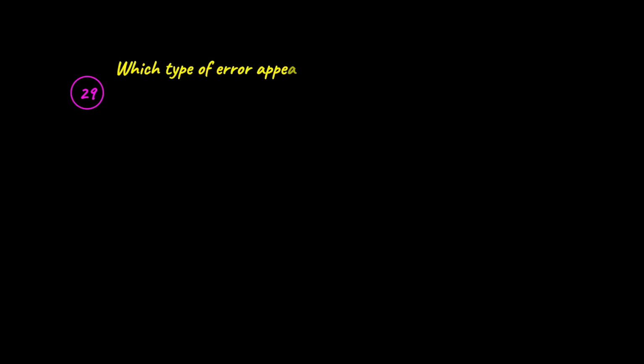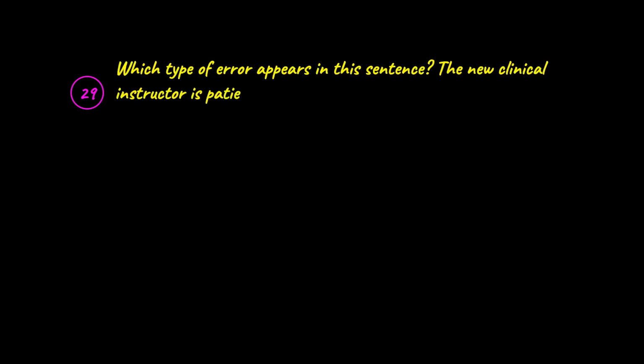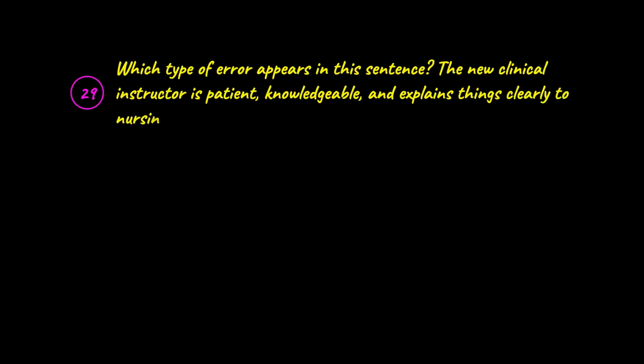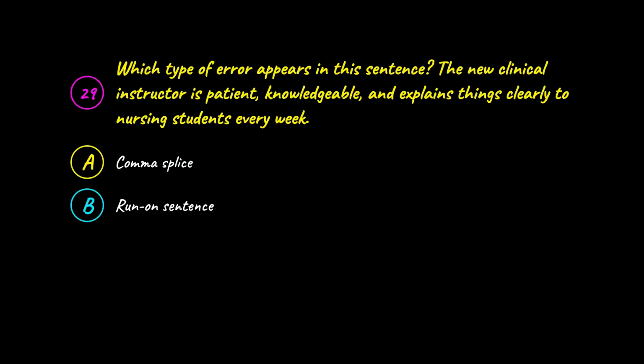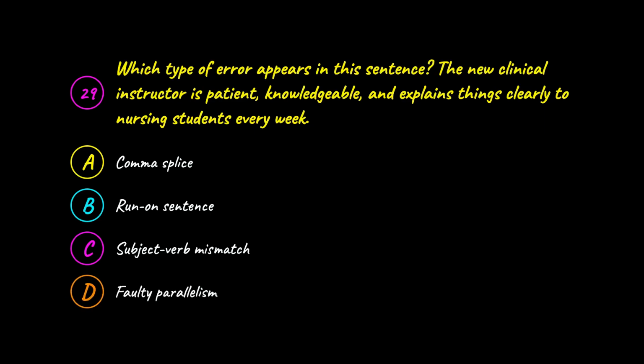Question 29. Which type of error appears in this sentence? The new clinical instructor is patient, knowledgeable, and explains things clearly to nursing students every week. Your options are A, splice, B, run-on sentence, C, subject-verb mismatch, D, faulty parallelism.